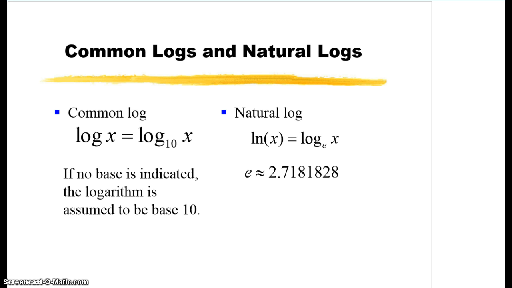Alright, so once again, this is called the common log. You will see it over and over. Log of x means the same as log base 10 of x. If no base is indicated, the logarithm is always assumed to be base 10. We also have what's called a natural log. It's denoted with ln of x. That just means log base e. So when the base is the number e, we just write ln of x instead.